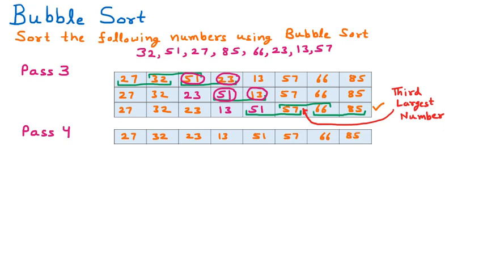Again we are starting with the first two numbers here. So we are comparing 27 and 32. They are at the proper position, ascending order. Then comparing 32 with 23. These two are not in ascending order, so these two numbers need to be swapped. So 32 and 23 will be swapped.